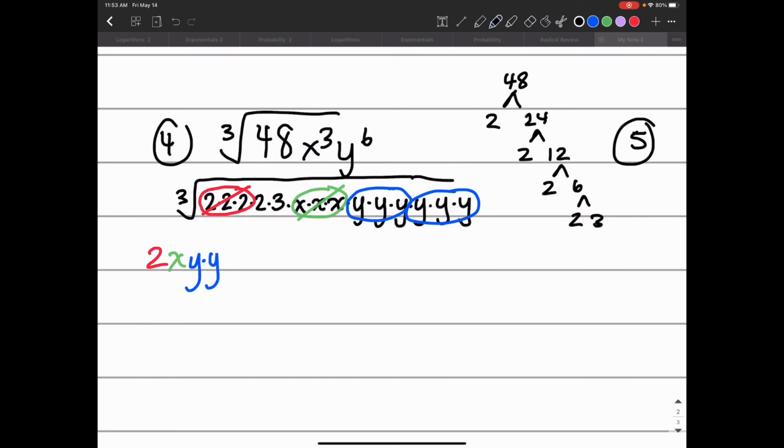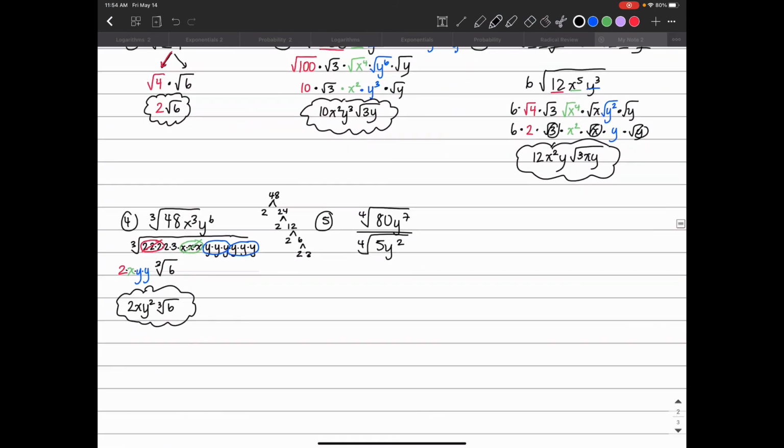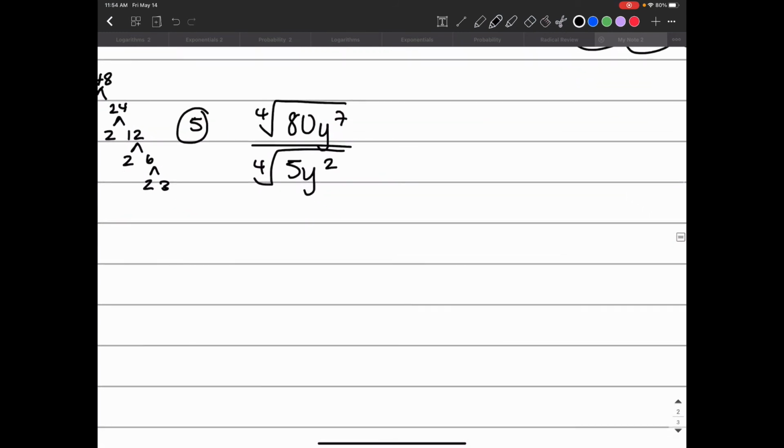I'm multiplying these things on the outside. And then left inside of the cube root, I have 6, and that's it, just 6. So when I simplify this, it's 2x y squared times the cube root of 6. That's my final answer.